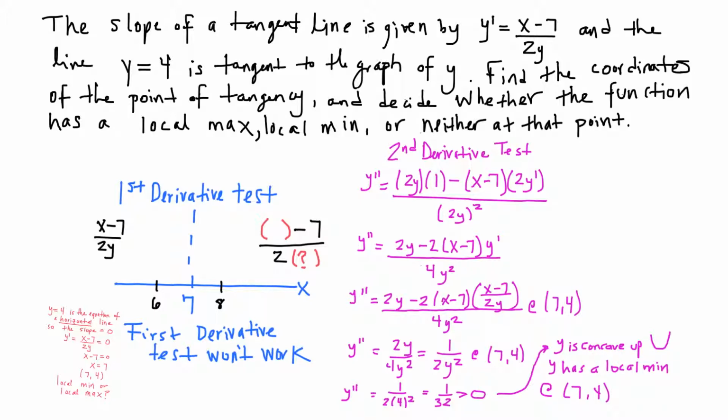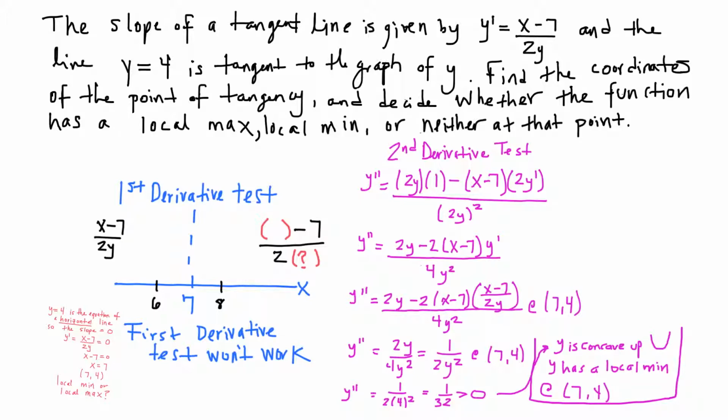And if y is concave up, and remember, (7, 4) was a critical value because the derivative was 0 at that point. So (7, 4) is a critical value. You have a horizontal tangent, and it's concave up. So the only conclusion is that you have a local minimum. And that answers the second part of the question. The function has a local minimum at that point because of the second derivative test.